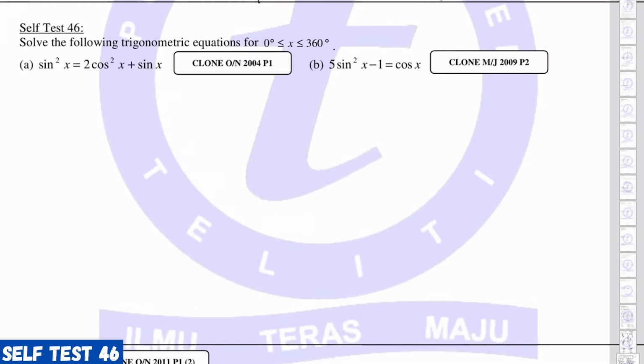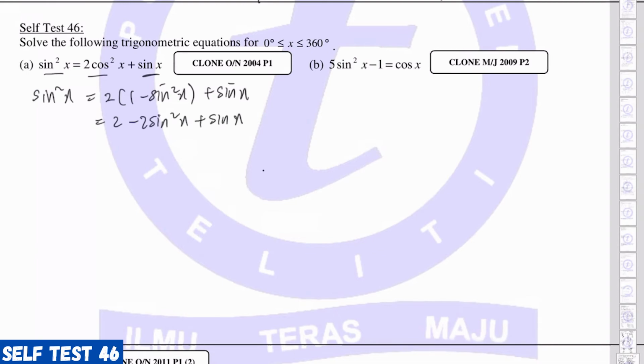Okay, for self-test 46. Notice this time, now you may say that both of them have square. So which one do I use? Both sine and cos has square. So what should I do? Well, I have a term without square involving sine. So it's better for us to change everything to sine. Otherwise, if you change to cos, then you have to change back, right? So I'm just going to keep the sine square here. Don't bother about the sine square. But this cos square, I change to 1 minus sine square. Then you plus one more sine. Okay, then multiply inside: 2 minus 2 sine square x plus sine x.